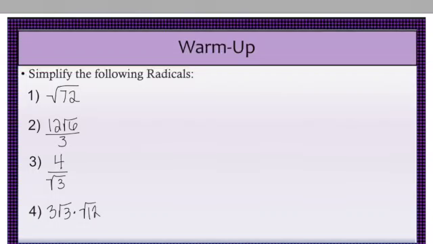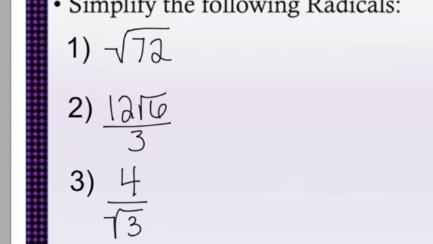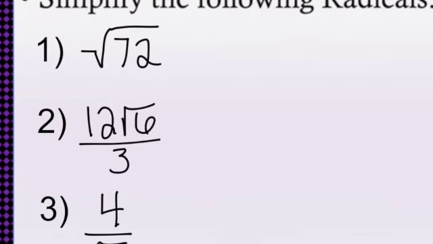Alrighty guys, I wanted to start with a quick warm-up. We're going to be using radicals in the lesson on special right triangles, so I wanted to go through simplifying a few different radicals, and hopefully we kind of remember how to approach all of these. So the first one is just going to be simplify the square root of 72.